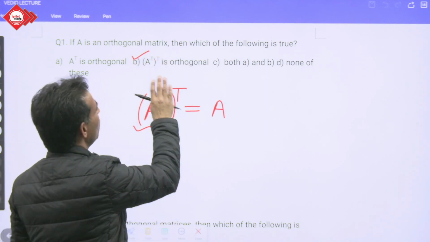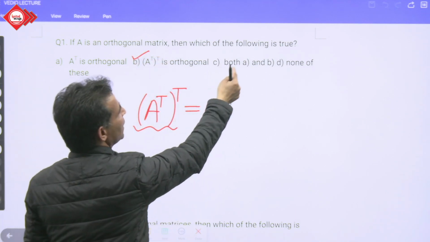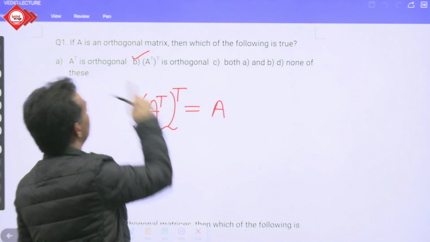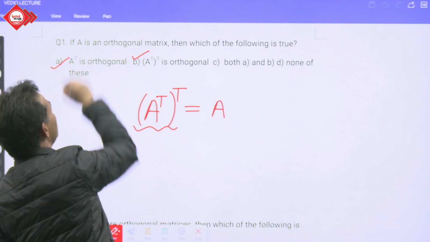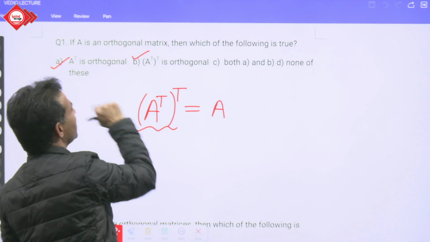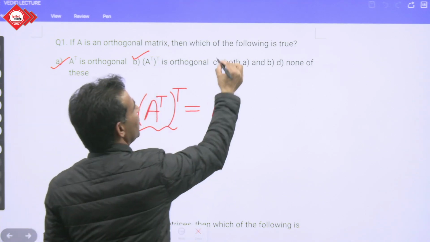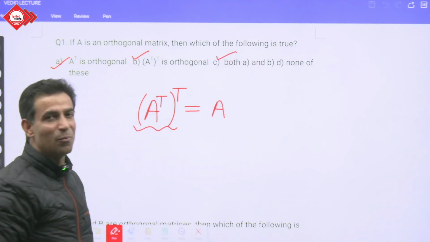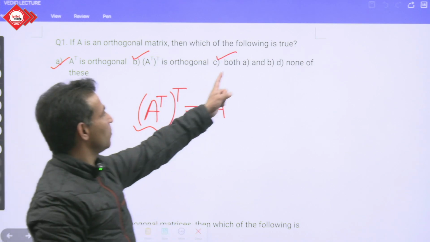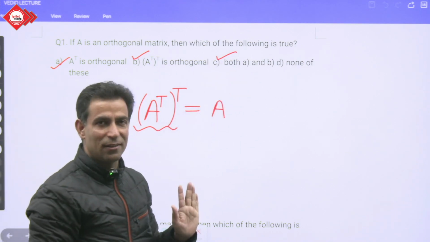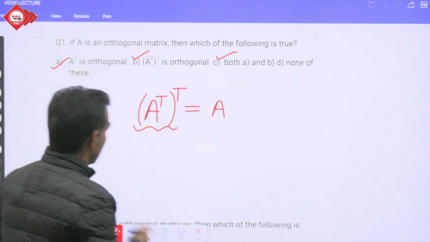So now here, the third option is both A and B. Option A is correct and option B is also correct. It means that option C is most appropriate, there is both A and B. Okay. So let us come to the next.